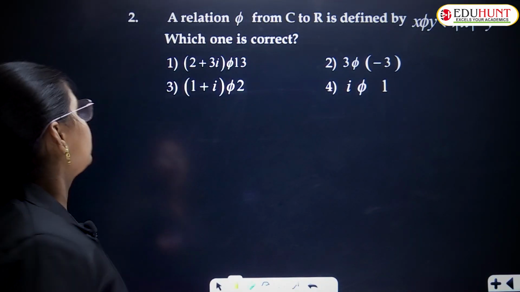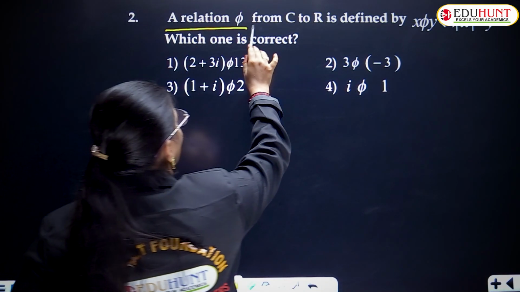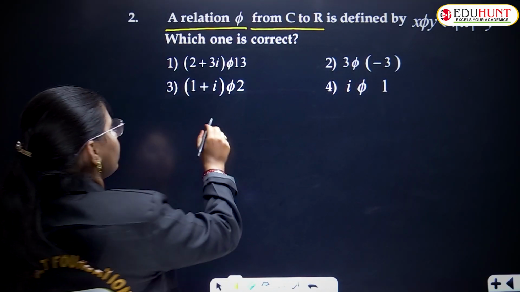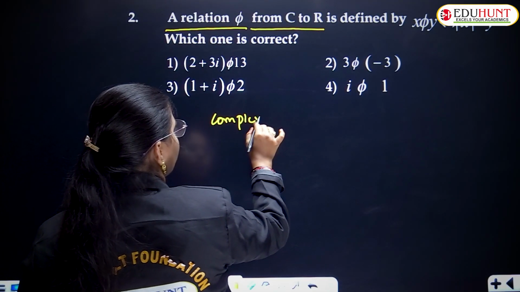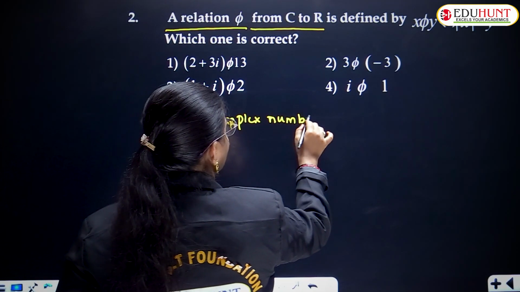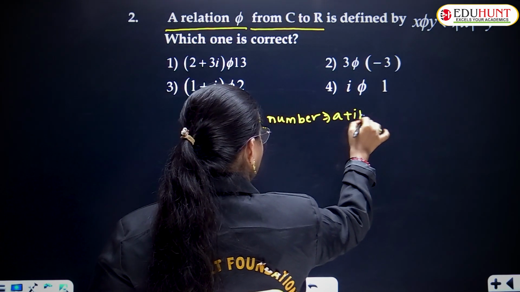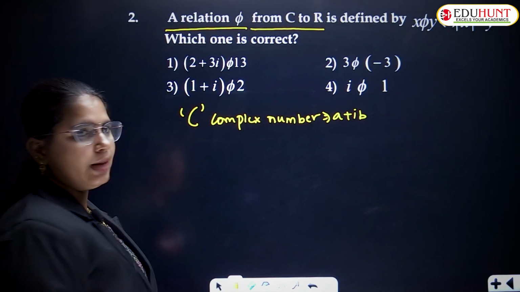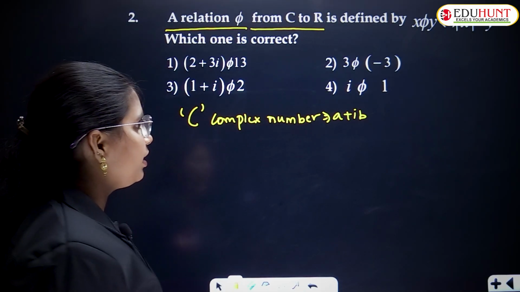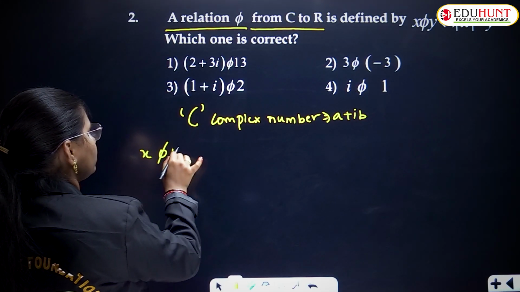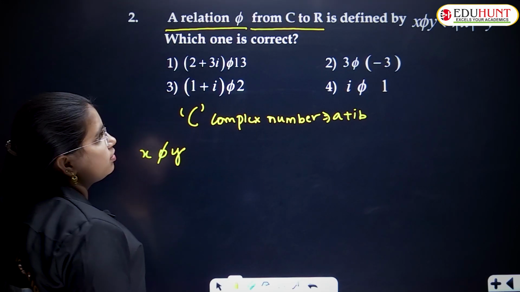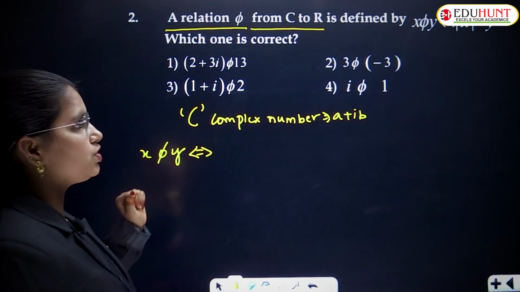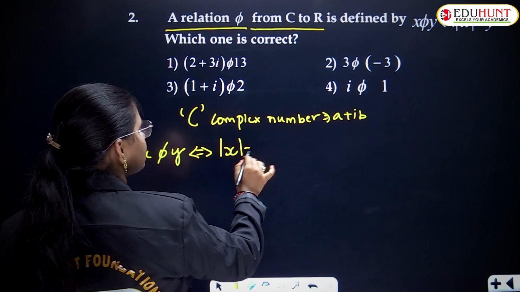So what is my next question? A relation pi from C to R. C is nothing but the complex numbers. Any complex number is of the form a plus ib, and the set of complex numbers is usually denoted with capital C. The relation is defined by x pi y, x related to y, if and only if modulus of x is equal to y.